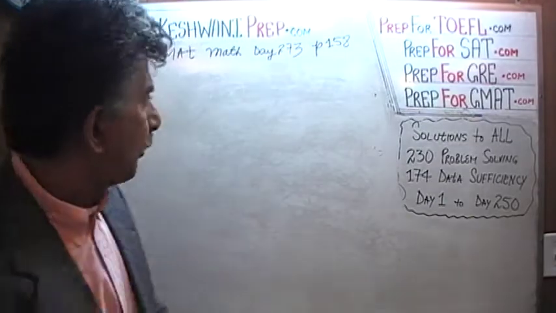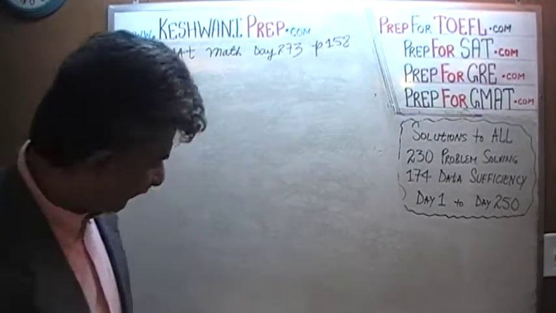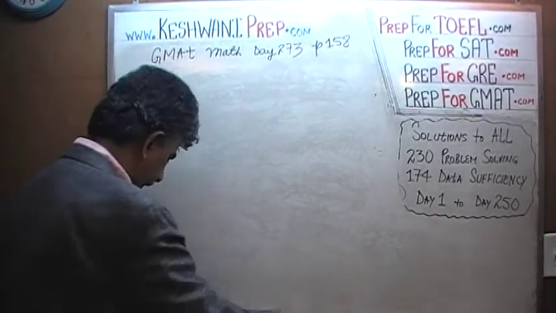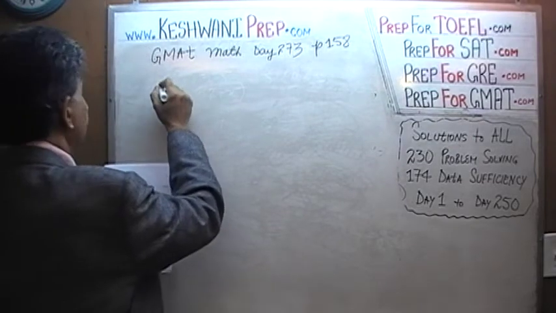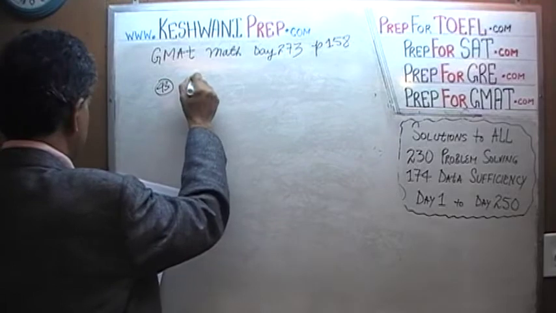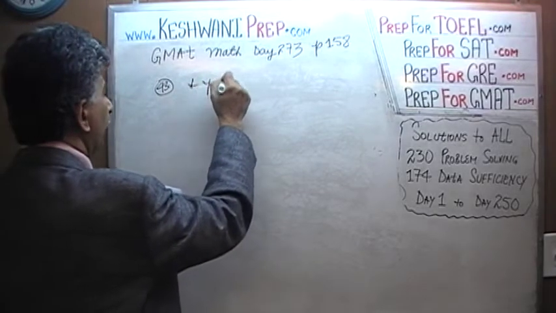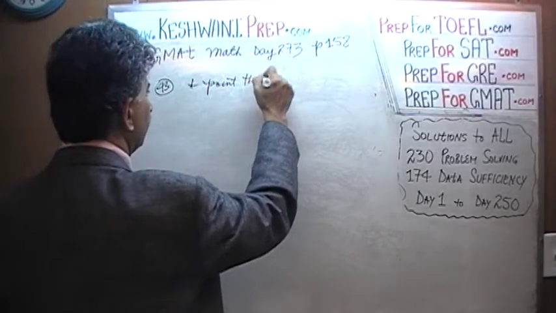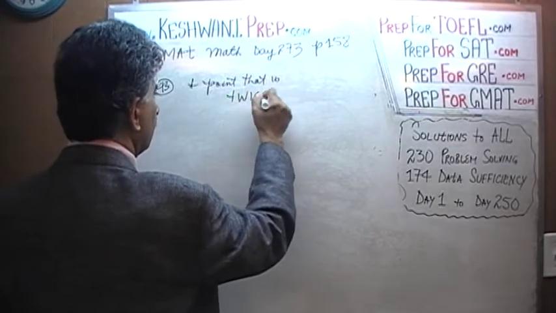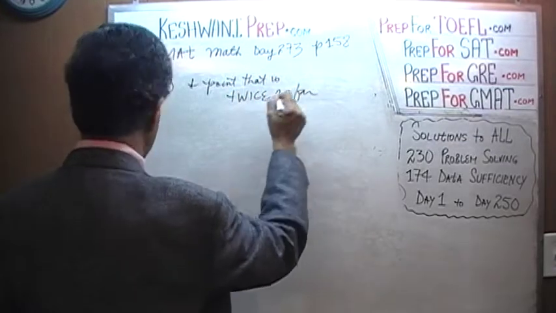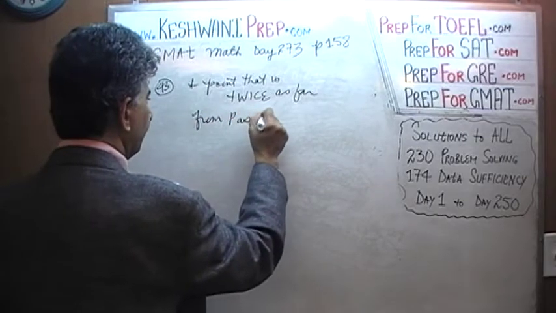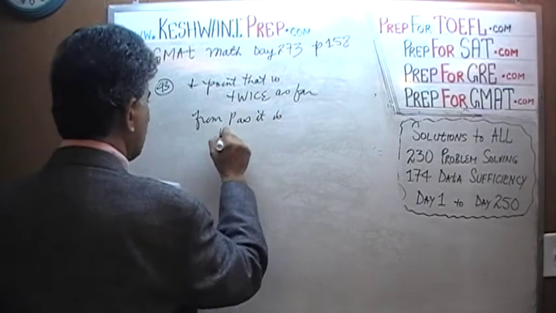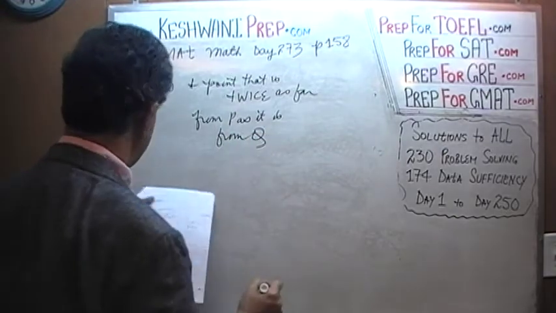158. Page number 158. The very first problem on the page. It says the point that is twice as far from P as it is from Q. We're looking for a point that is twice as far from P as it is from Q.